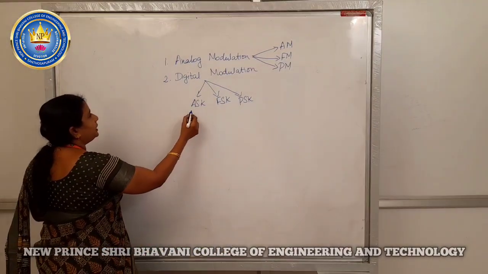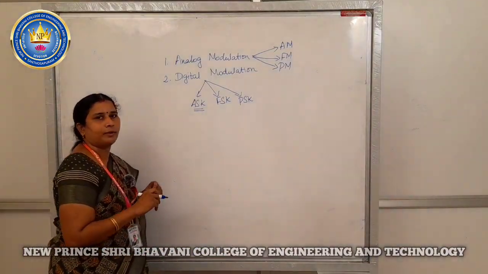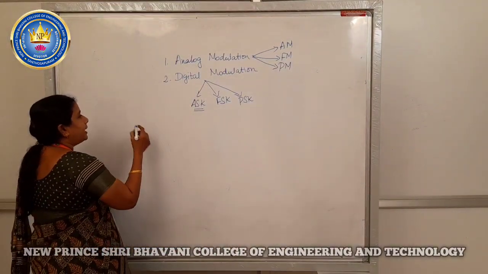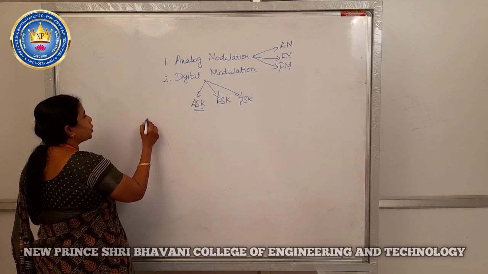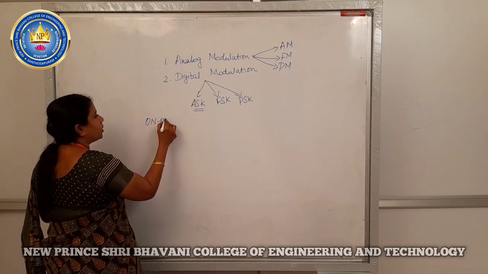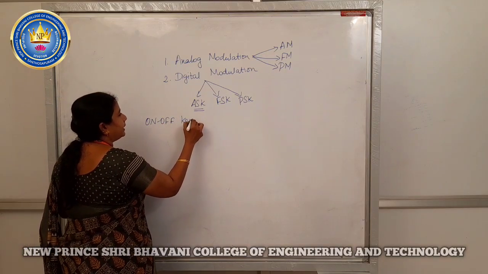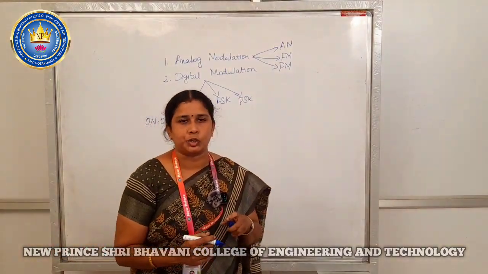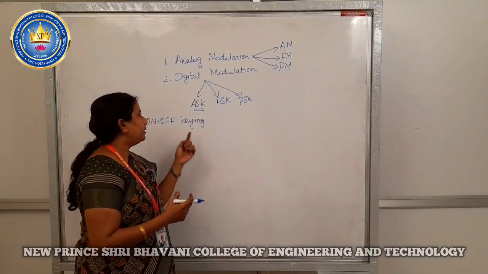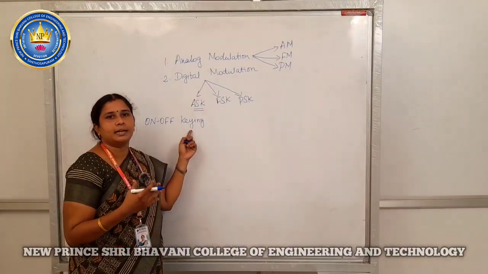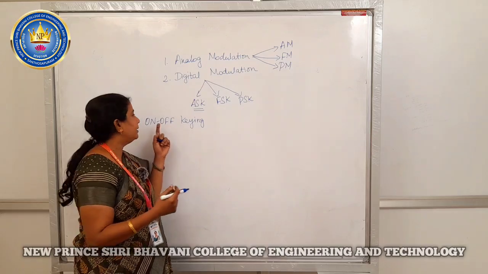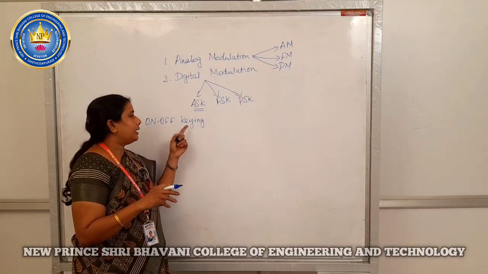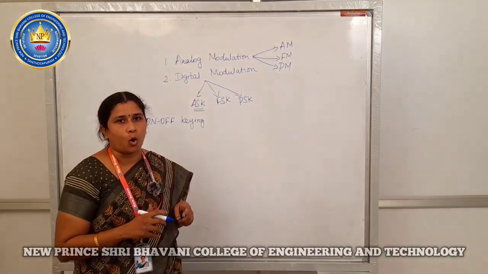Amplitude shift keying is the basic technique of digital modulation. In this digital modulation, ASK, another name is on-off keying technique. On-off keying is nothing but whenever the input signal is in the on condition, the output will be in the on condition, meaning the signal will be transmitted on the output side. Whenever your data signal is 0, meaning off condition, there is no signal on the output side.